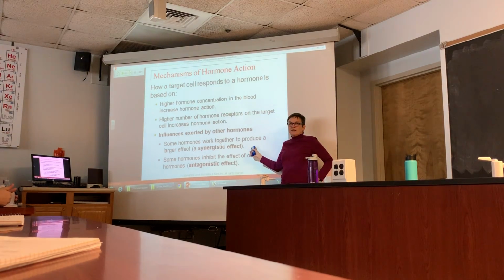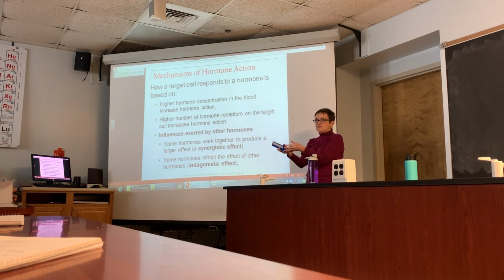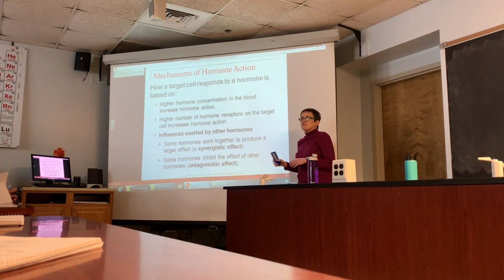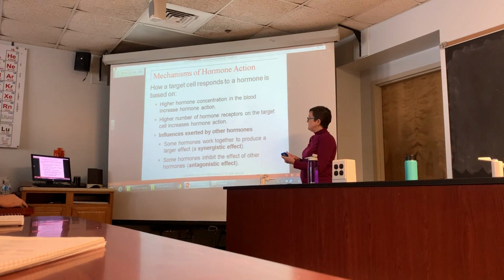Some hormones work together to bring on a stronger effect, and that's called a synergistic effect. In other words, more than one hormone working together to produce a physiological effect. That's synergistic, they're working together. But in some cases, one hormone will inhibit another one, and that's an antagonistic effect. So that also obviously is going to have an effect on how the target cell responds.